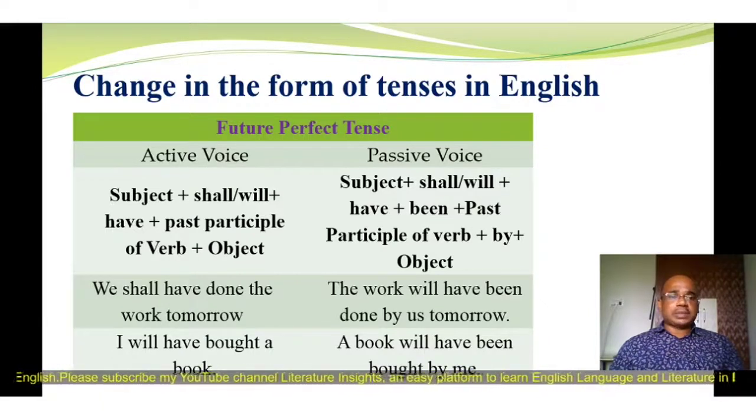Let's see the examples of active voice and passive voice. We shall have done the work tomorrow. The work will have been done by us tomorrow. I will have bought a book. A book will have been bought by me. So these are the examples of future perfect tense in active voice and passive voice.